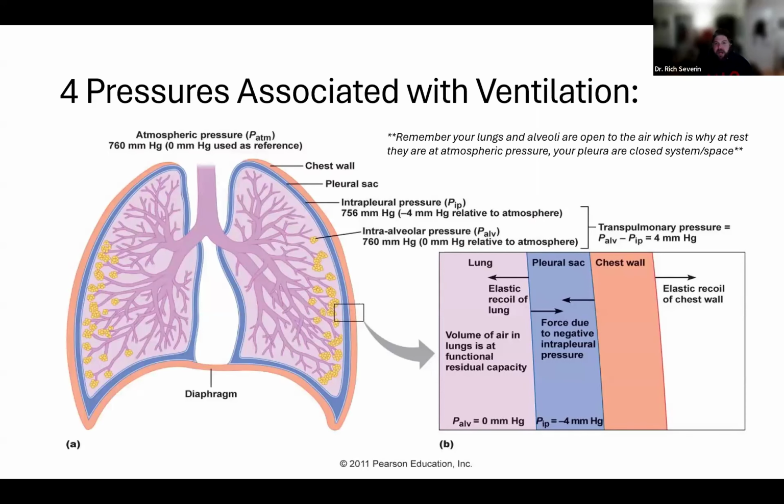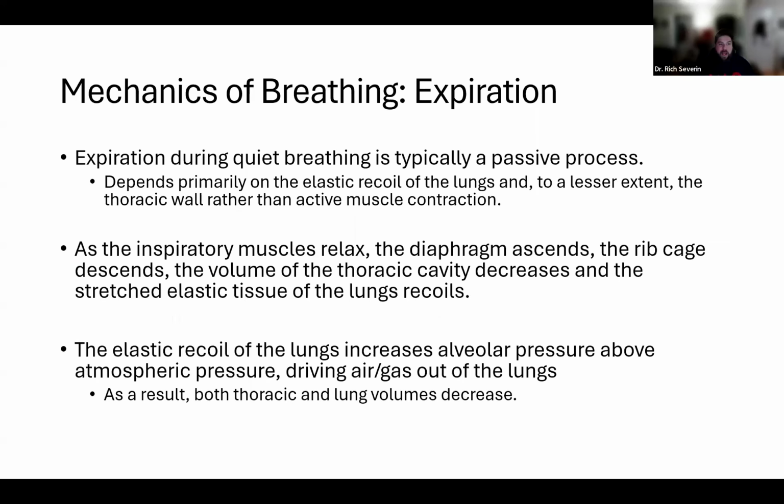Now, expiration is just the opposite, right? During expiration, quiet breathing is typically a passive process. This changes during exercise, where it becomes more of an active process. But under rest, it's primarily the elastic recoil of the lungs, right? We talked about them having those elastin fibers. We can think of elastin as like a coil or a spring. When we stretch out a spring, we've increased the potential energy for it to want to return. If you stretch out a spring, it's going to want to pull back. So once that happens, the elastic potential increases, and that causes a recoil back in.